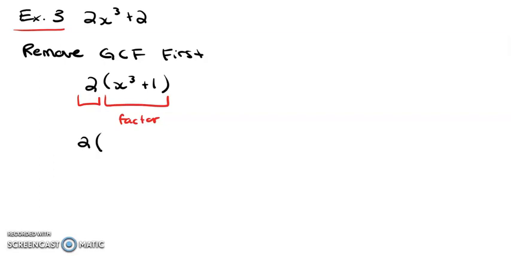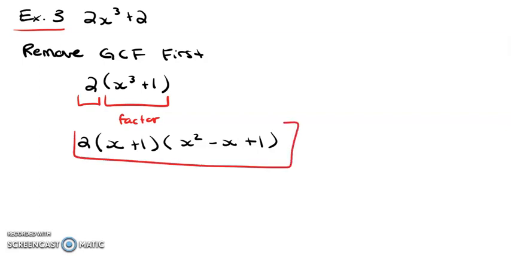Again, we're keeping our 2 on the outside. This is a sum of cubes, so we're going to say x plus 1, then we'll say x squared minus x plus 1. And that's how we would factor this. This is the answer for that. All right, let's do another example.